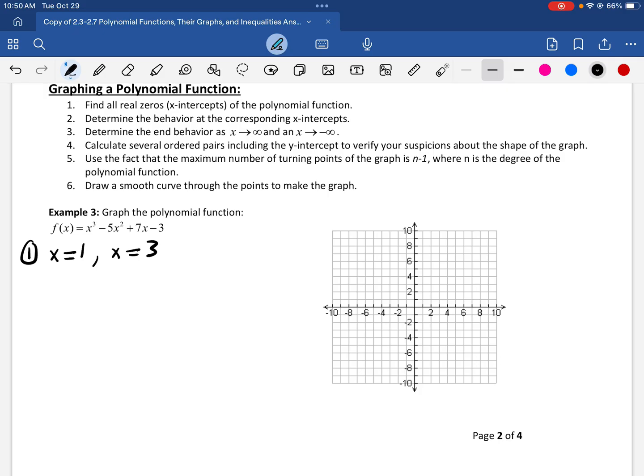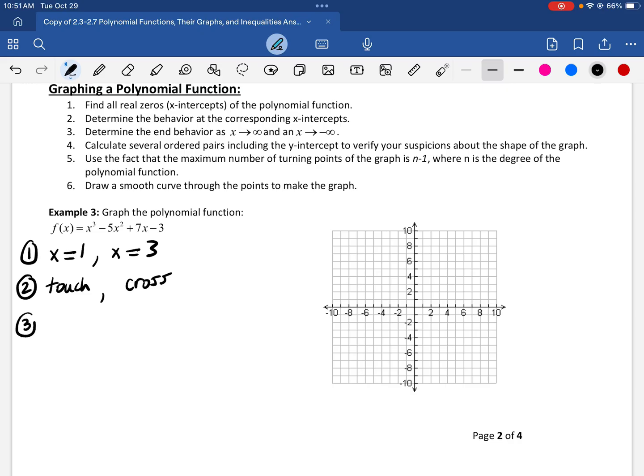For part 2, determining the behavior, as we saw in the graph, for x equals 1, that it touched. And for x equals 3, it crossed. We saw that in the graph in the calculator.